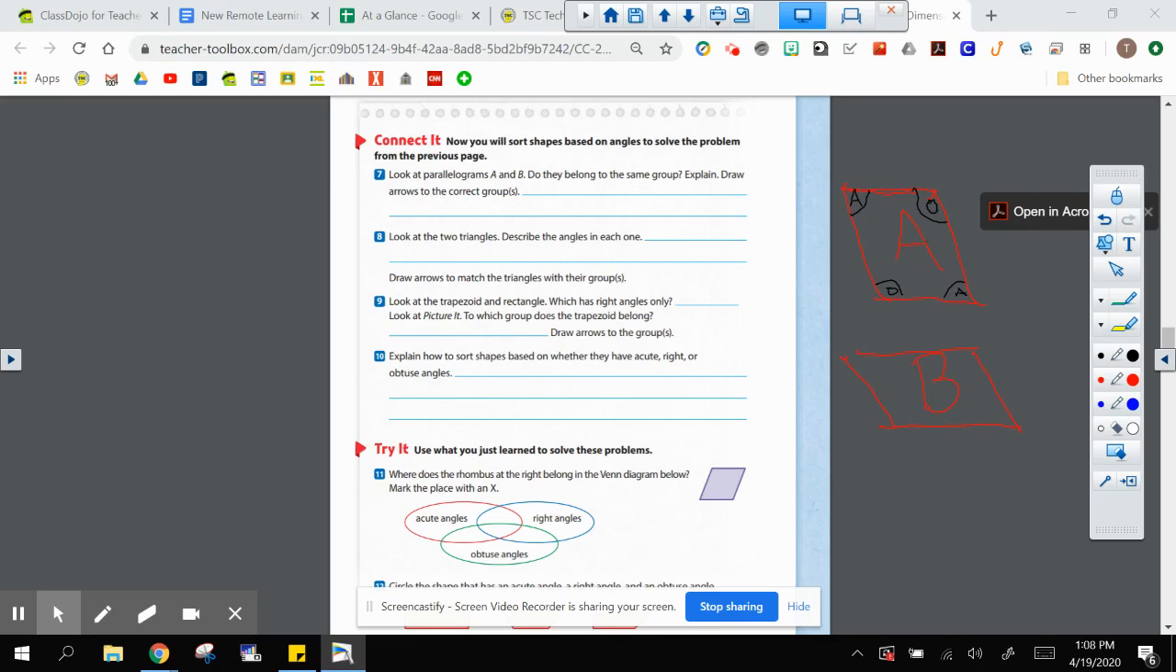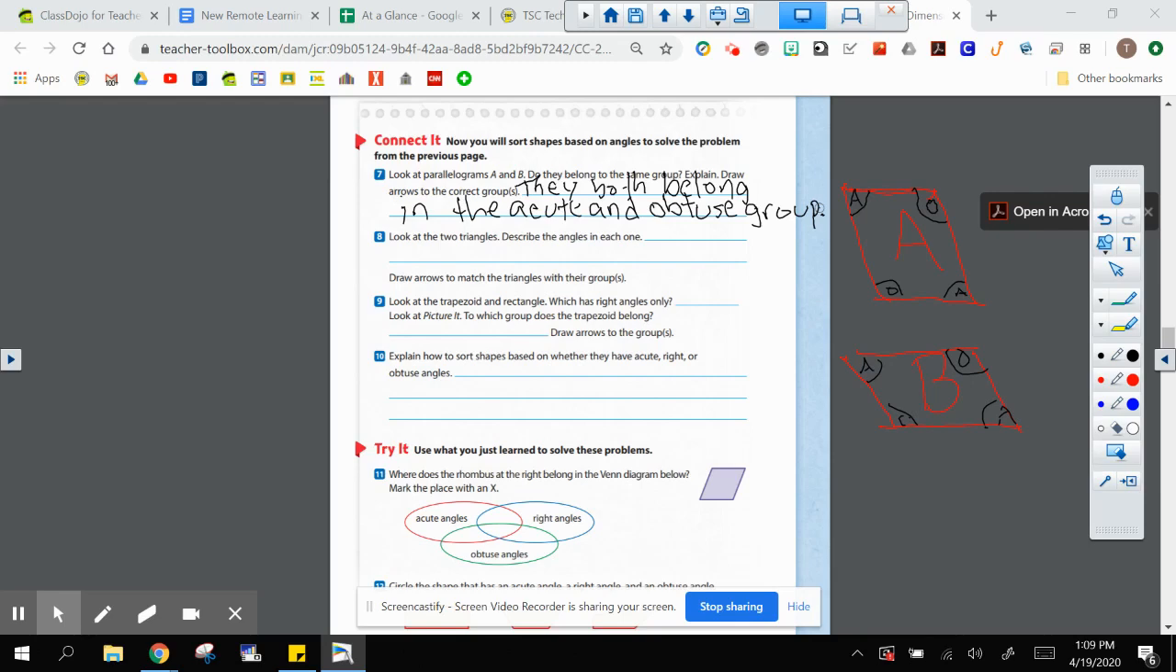Parallelogram B looks a lot like A, only it's a little squatty. So we have an acute angle, an obtuse angle, an acute angle, and an obtuse angle. So they have the same number of each kind of angle. Even though they don't look like the same shape, they still have the same angles. They have two obtuse and two acute. After you're done writing that, go to the page before and fill in the line you're supposed to draw to match up those two, A and B, with the categories acute and obtuse.